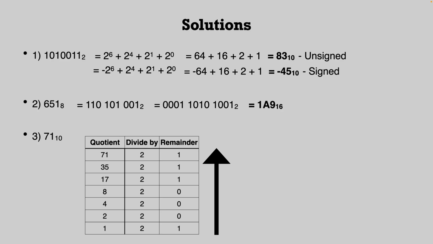So we go bottom up with our remainders, and that's going to give us 1, 0, 0, 0, 1, 1, 1 as our new binary value.